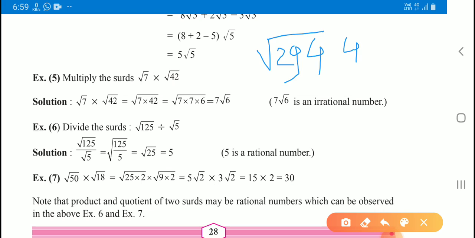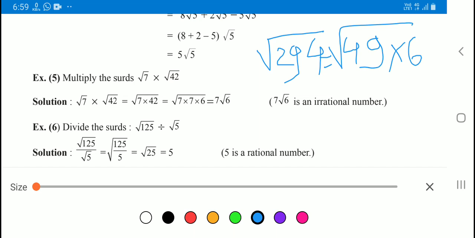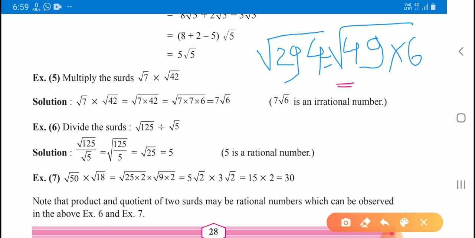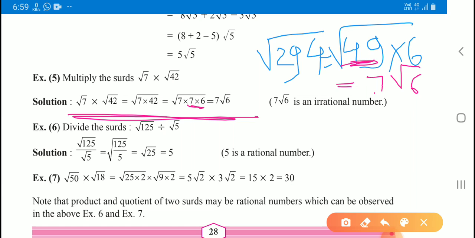Look, 49 multiplied by 6. Then again you will get the same answer. This 7 will come out from this root sign. Same answer they have given here. Look what they did here. 42 they factorized into 7 into 6. Then 7 multiplied by 7 means again 49. Square root of 49 is 7. So 7 root 6. Do you understand this?